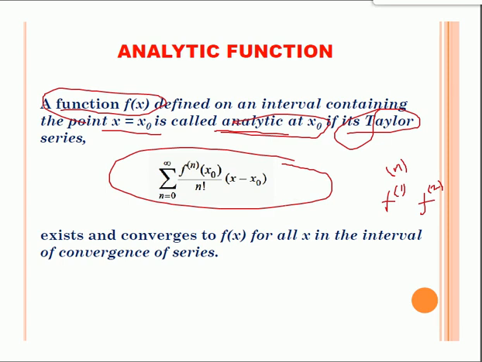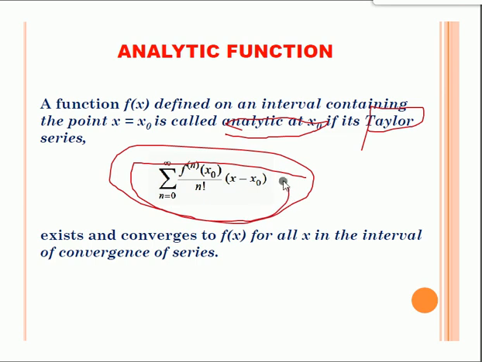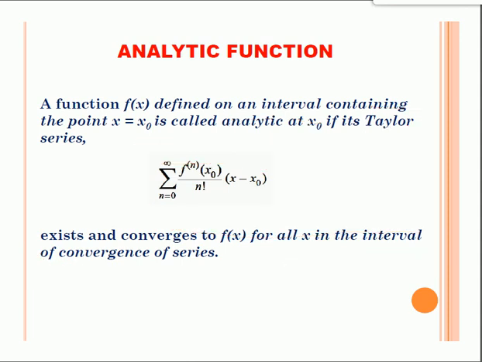That means a function f of x defined on an interval is analytic at that point if the Taylor series expansion is possible. If the Taylor series is possible, we say that the function is analytic at that particular point, and of course the series exists and converges to f of x for all x in the interval. That means it must be a converging series. If the Taylor series exists, obviously it will be a converging series. Okay, fine. So analytic function is very clear here.